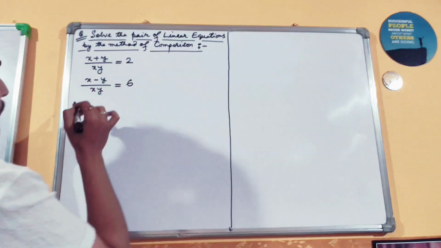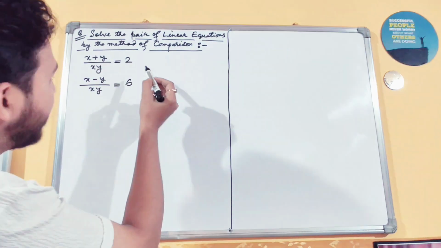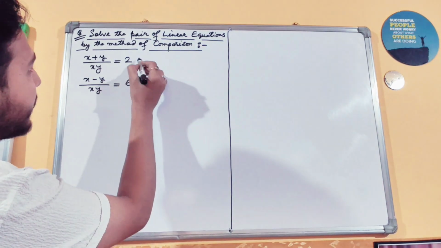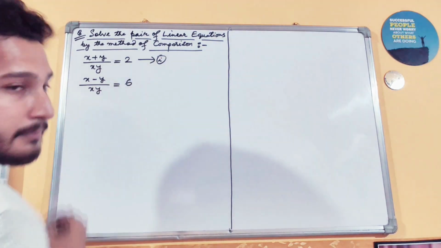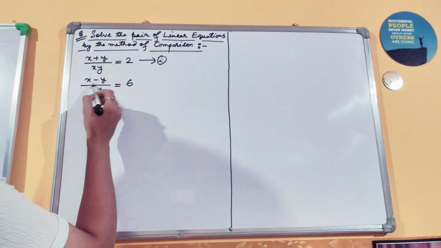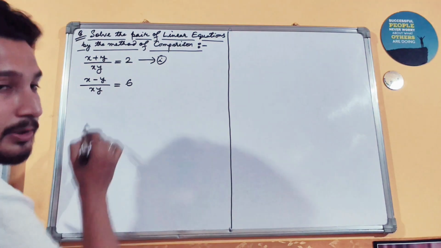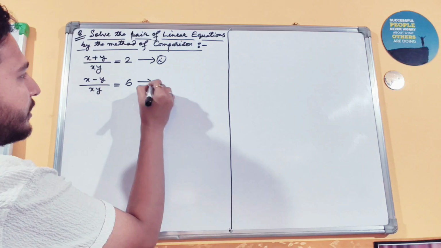Now given two equations (x plus y) divided by xy is equal to 2, we give this as equation 1. The other one, (x minus y) by xy is equal to 6. We give this as equation 2.